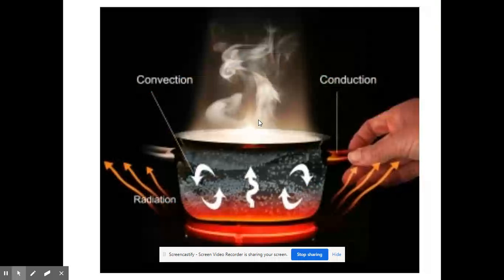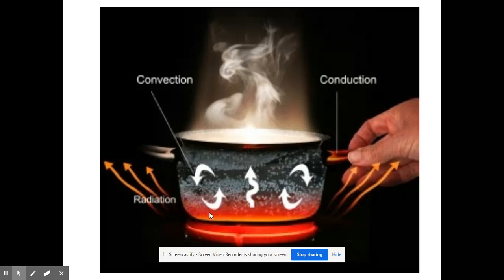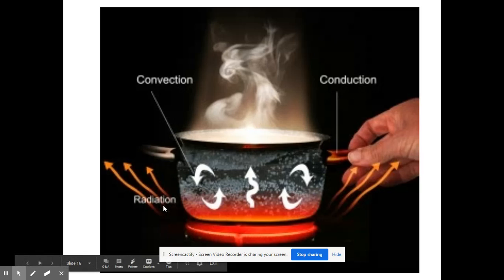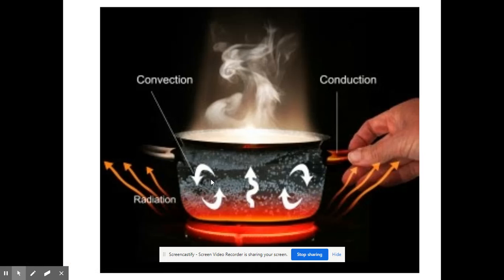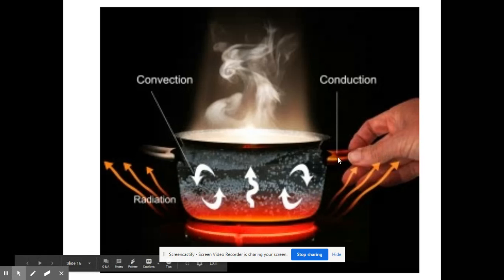Here you have another example of all three examples of heat transfer. So you have radiation. If you're standing next to the stove, you can feel that heat coming off the stove. And you see within the water that's boiling, you can see the convection happening. The warm water rises and then the cooler water goes down, and it has a convection current until all the water is at the same temperature. And then you have conduction, which is this pot is being heated up, and you can feel it on the handle from direct contact.